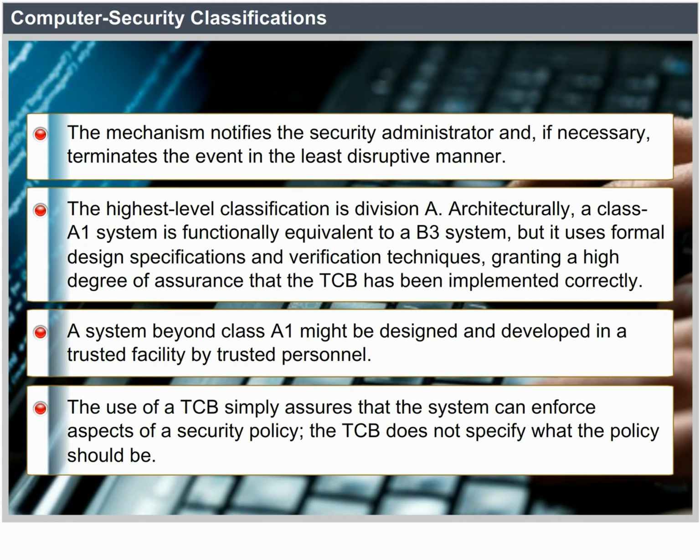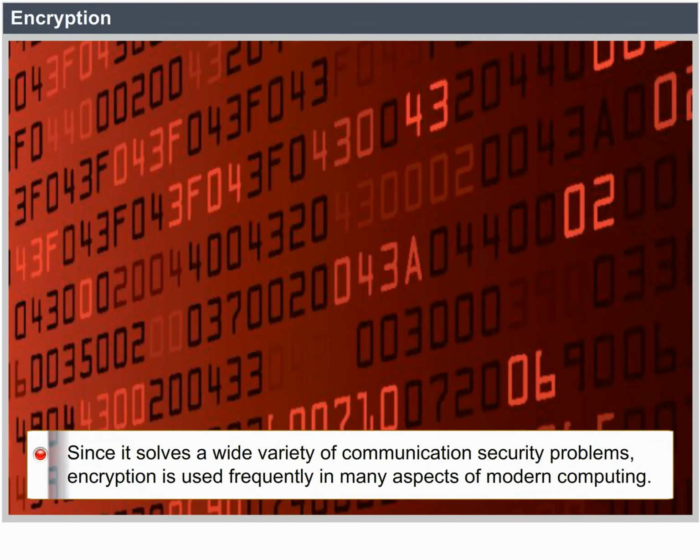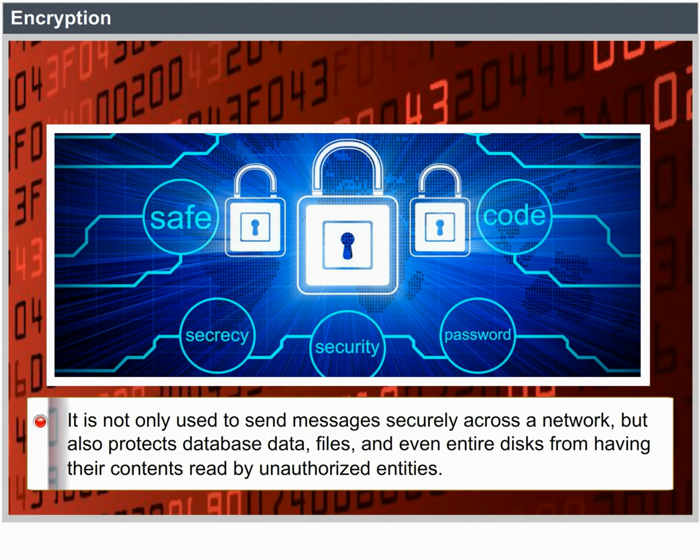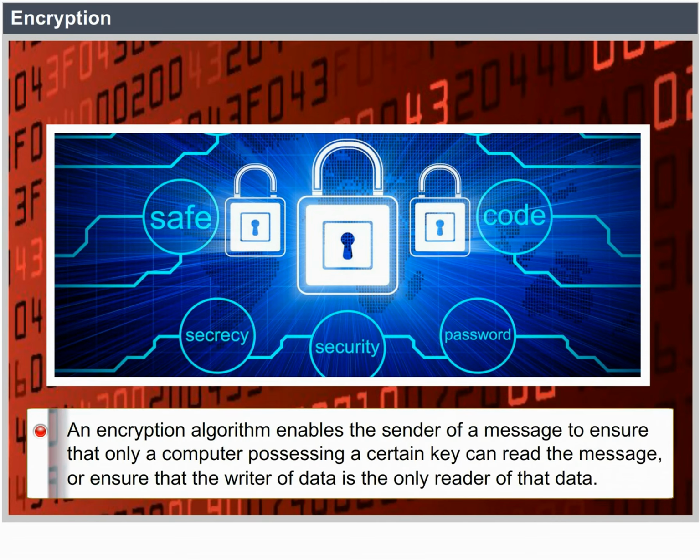Encryption. As it solves a wide variety of communication security problems, encryption is used frequently in many aspects of modern computing. It is used to send messages securely across a network as well as to protect databases, files, and even entire disks from having their contents read by unauthorized entities. An encryption algorithm enables the sender of a message to ensure that only a computer possessing a certain key can read the message, or ensure that the writer of data is the only reader of that data.